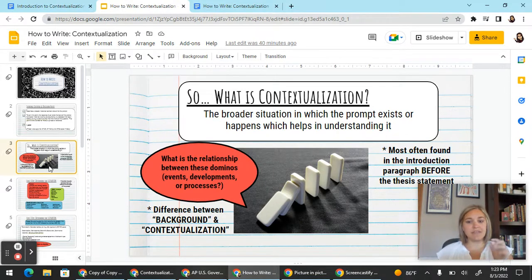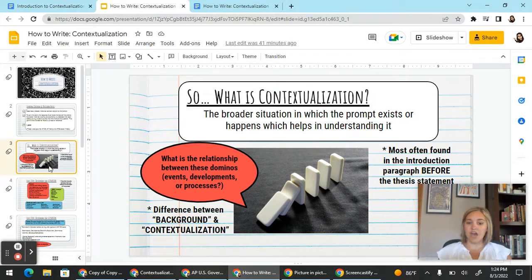I describe the easiest way to earn the point by getting it in the introduction paragraph. And then I talk about contextualization while using dominoes as my example. A lot of students grew up potentially playing with dominoes, or at least they're familiar with the idea that when you set them up like this, stack them up and knock one over, they follow through. Using the idea of cause and effect, the prompt is more of the effect, and if you can address the cause, the one that's going to knock it over, that can be a helpful way for students to understand what contextualization is.